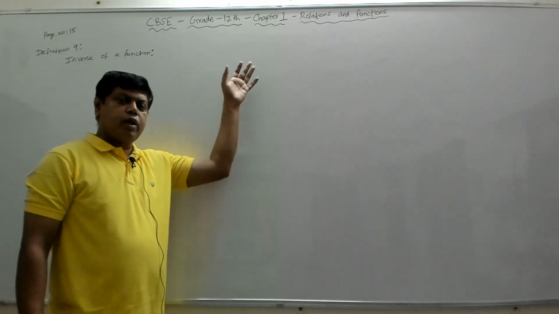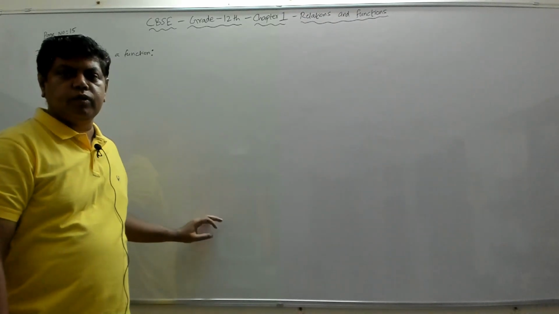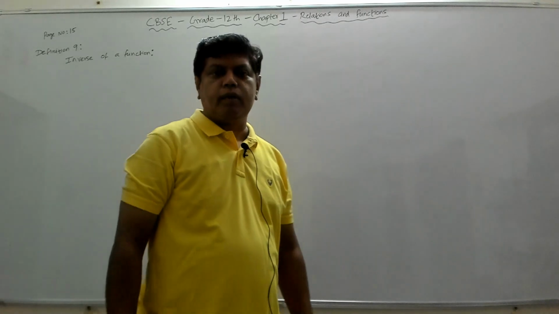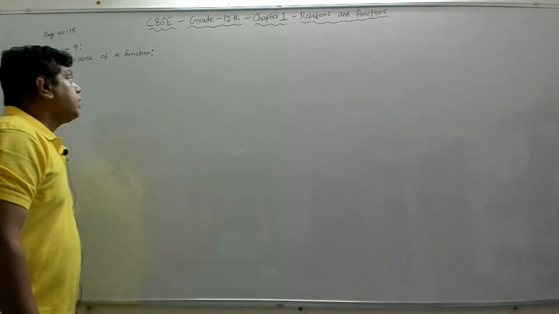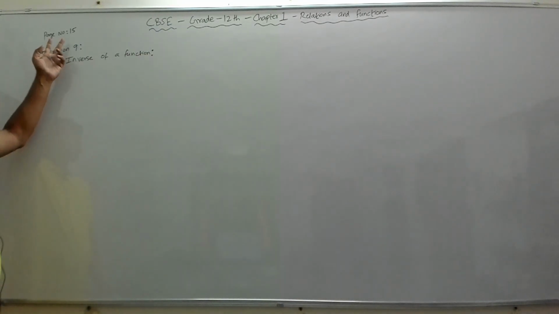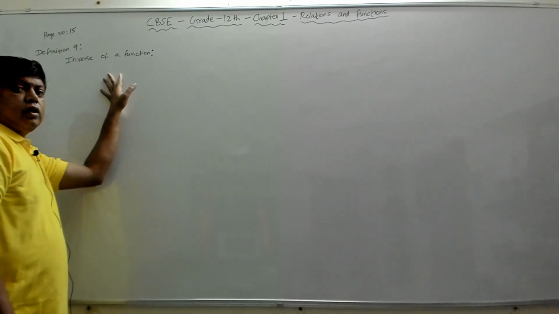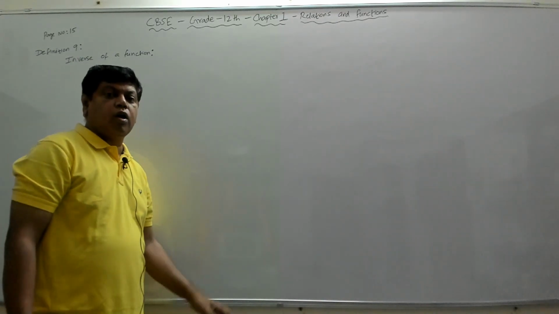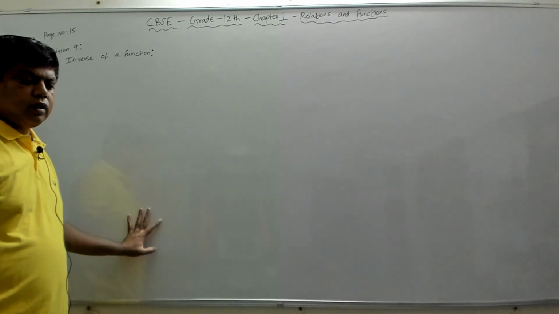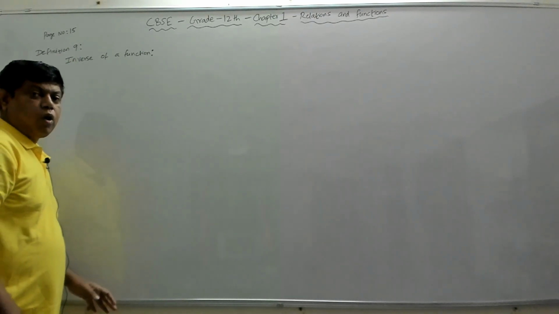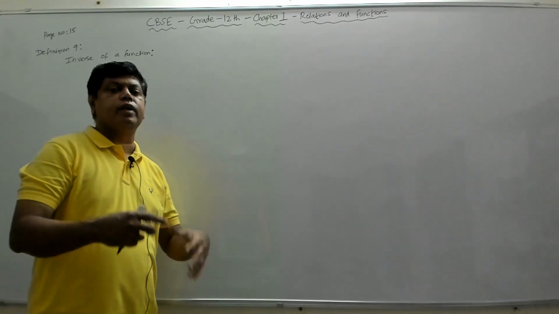In this video, we'll continue with the chapter Relations and Functions, which is chapter 1 from your 12th standard CBSE Mathematics. We will continue with page number 15 in your textbook, definition 9, which is for an invertible function or inverse of a function. So here what we are going to talk about is how to find an inverse of a function if it exists.